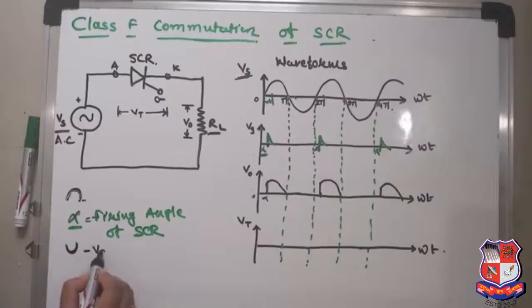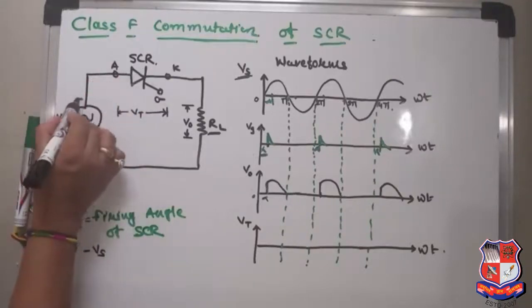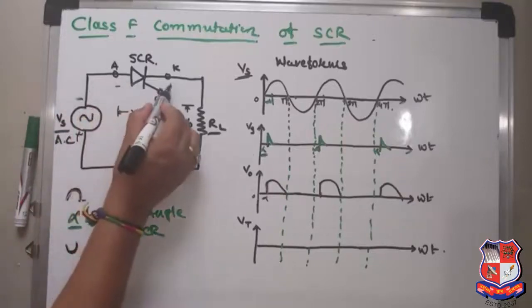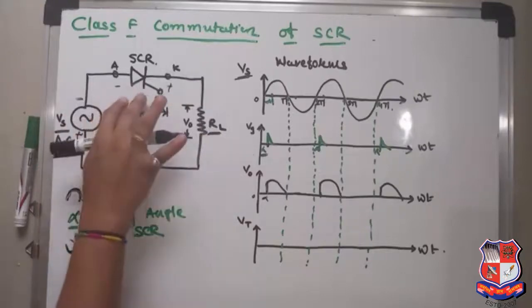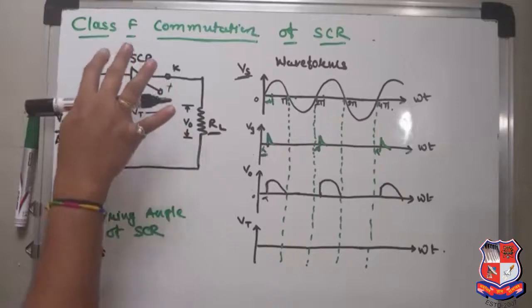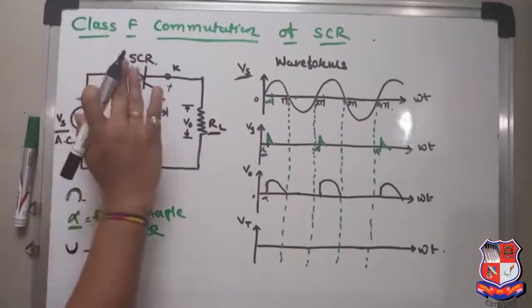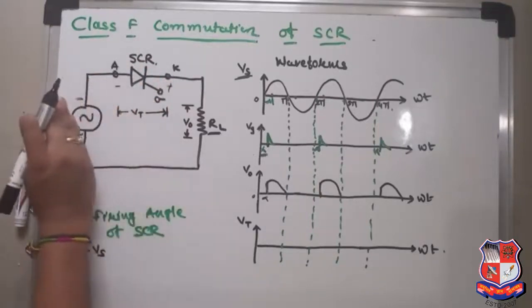A reverse voltage is applied. During the negative half cycle, the anode gets a negative and the cathode gets a positive. So reverse voltage is applied across the SCR, and as the reverse voltage is applied, your SCR goes off, acting as an open switch. So no current flows from the source to the load.